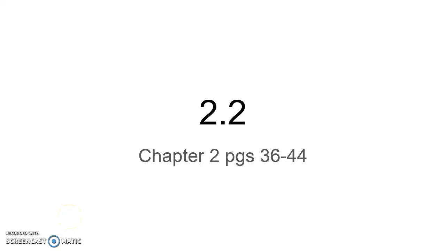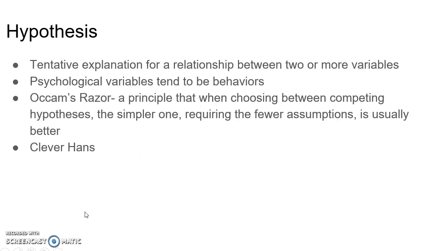My name is Christopher Gallant, and this is my mini-lecture on the second section of the second chapter of Principles of Psychology, namely pages 36 to 44. The chapter primarily concerns itself with psychology and the scientific method as it applies to psychology.